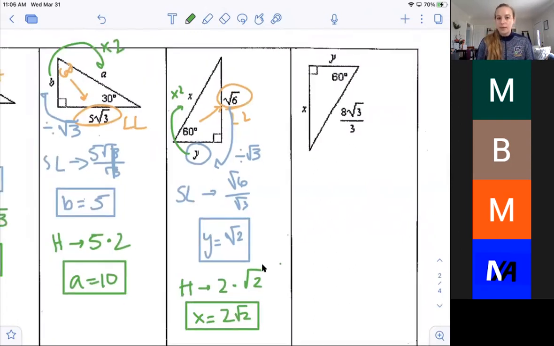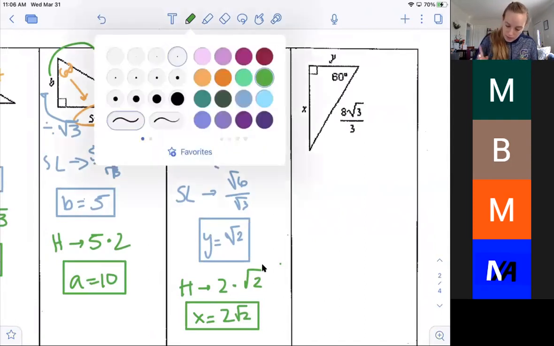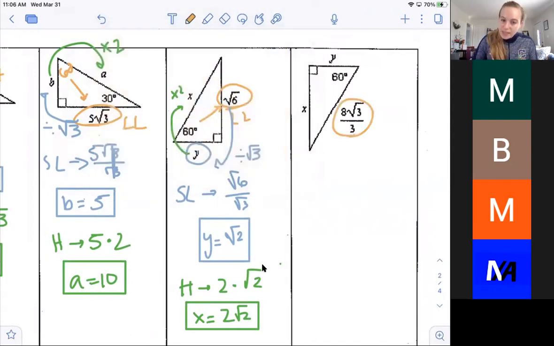We're heading to the last one. Any questions so far? All right. My last one, I gave you the hypotenuse. So the hypotenuse is 8 root 3 over 3.